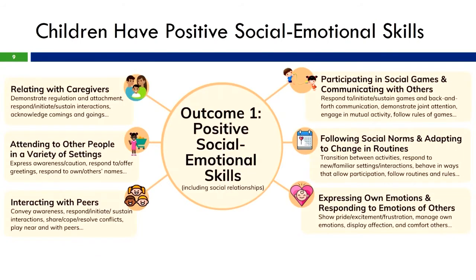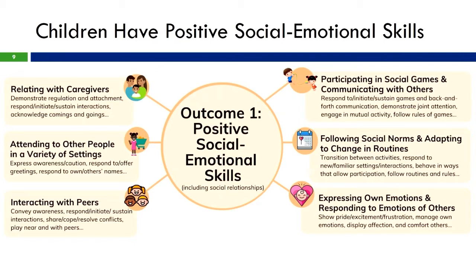This graphic organizer depicts a wide variety of the functional tasks preschool-aged children would be expected to demonstrate at some point in their development. For example, within this outcome area, we would expect to see children begin to be able to transition between activities, respond to new situations and interactions in a way that might be different from how they respond to a familiar situation and interaction. Again, keeping in mind what is age appropriate.